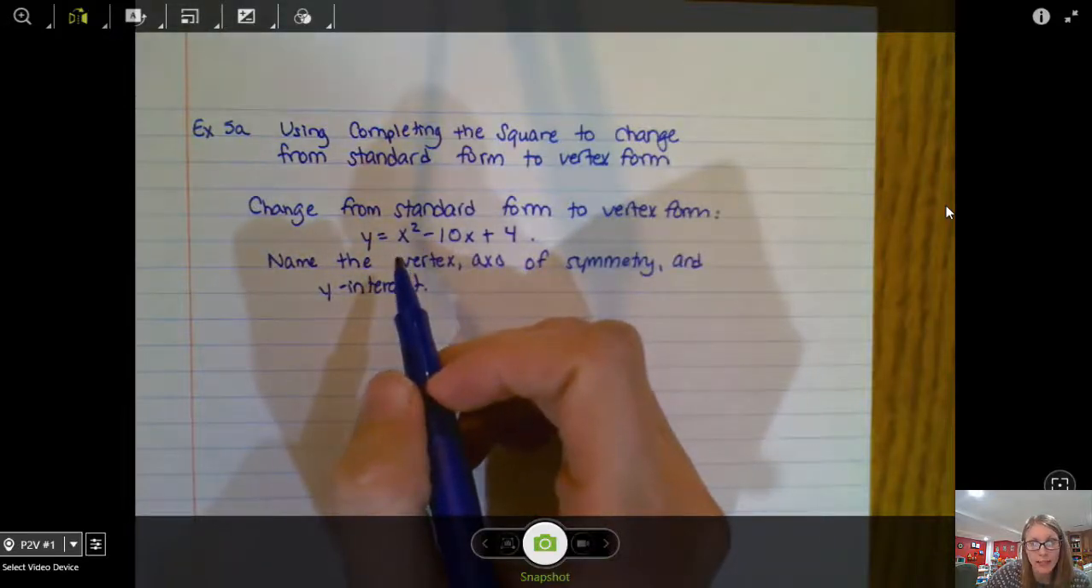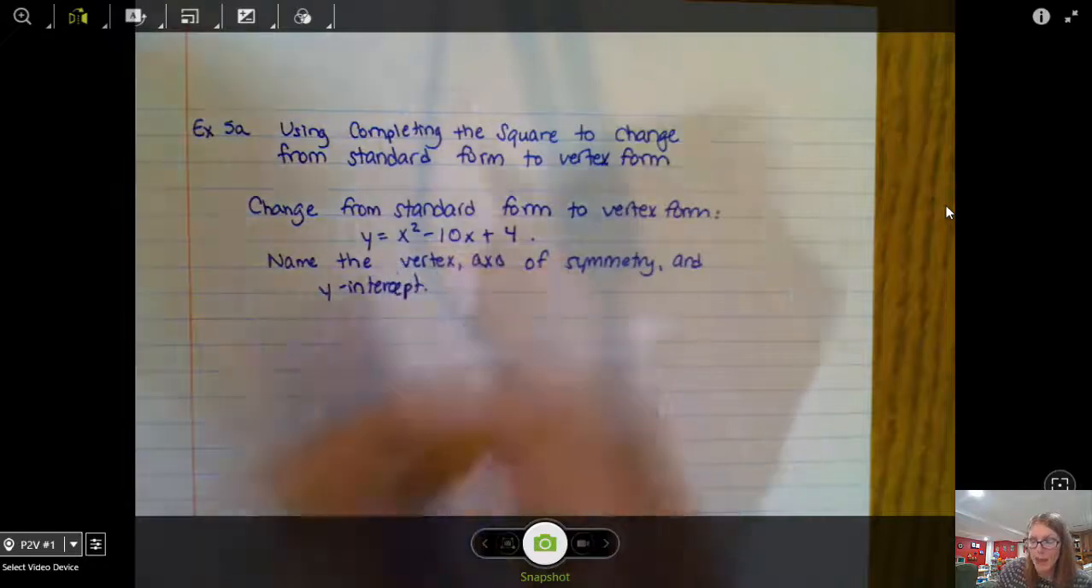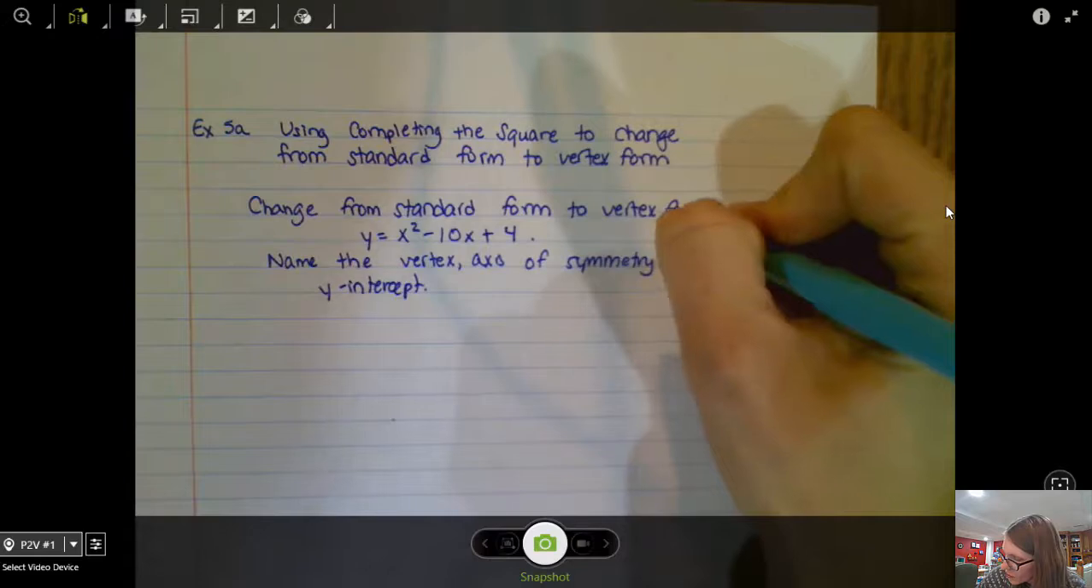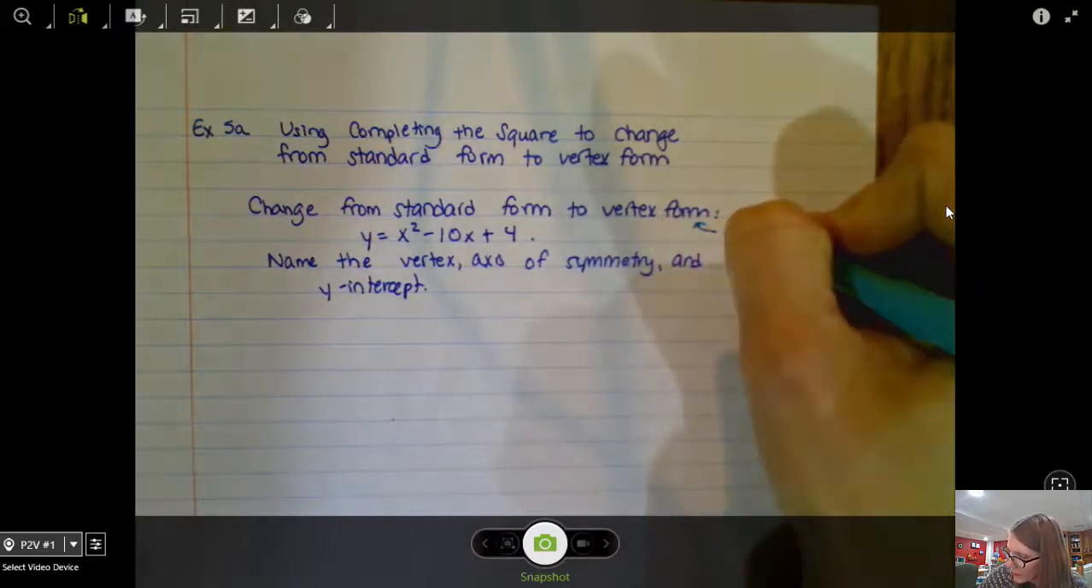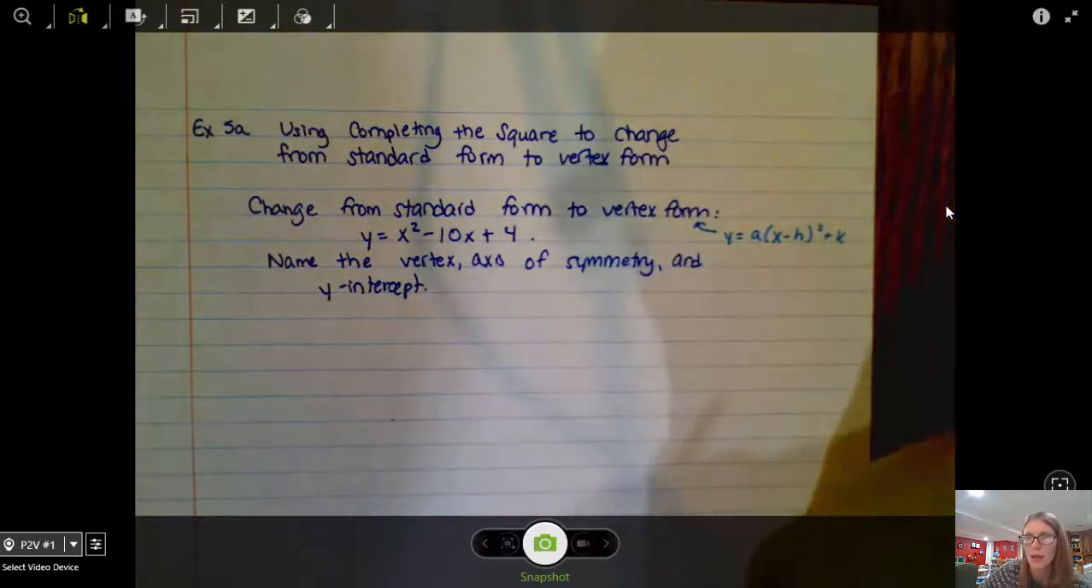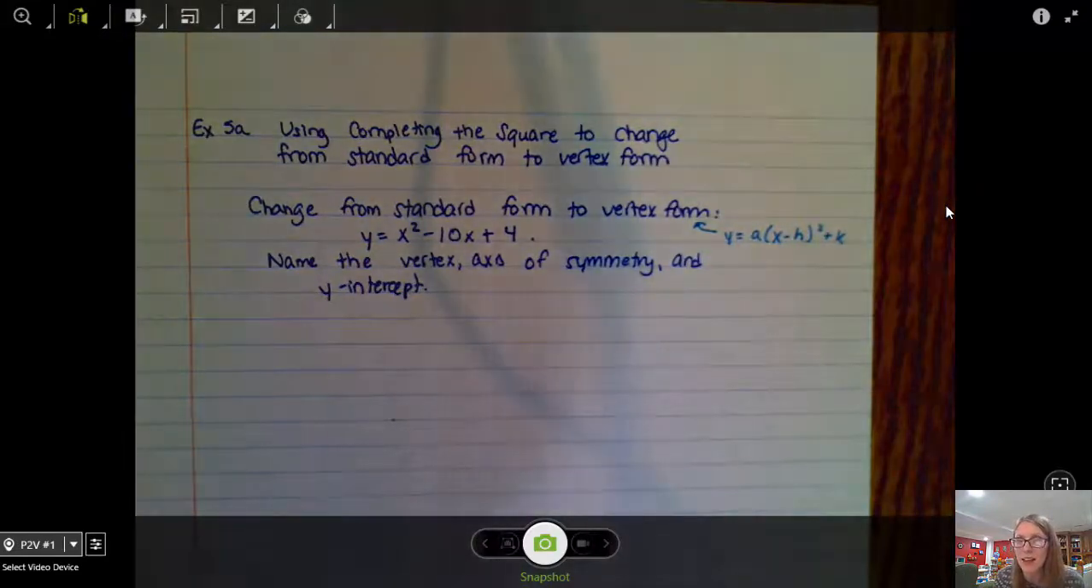I want to change to vertex form, where I have y equals a. I'll write that over here too, just as a reminder. Y equals a times (x minus h) squared plus k, where I have that set of parentheses and I can see my vertex easily. We did one strategy for this process in the first half of chapter 4, and that was where we took negative b over 2a and plugged that x value in. We found our vertex straight from standard form.